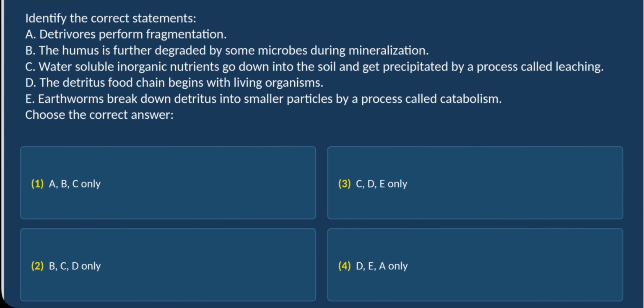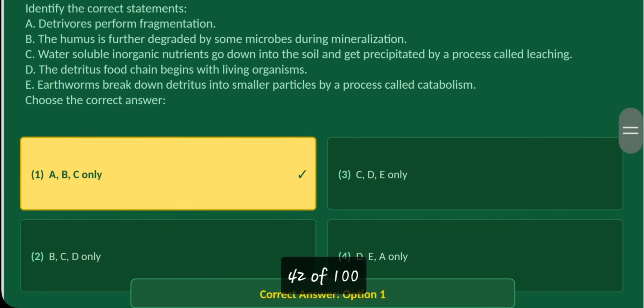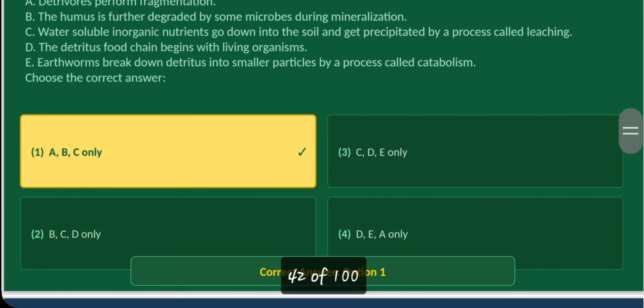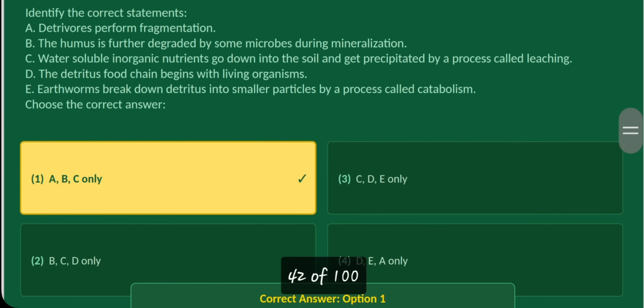The detritus food chain begins with living organisms. Earthworms break down detritus into smaller particles by a process called catabolism. So the correct answer for this is A, B, C only. Detritus perform fragmentation is correct. Humus is further degraded by some microbes during mineralization.